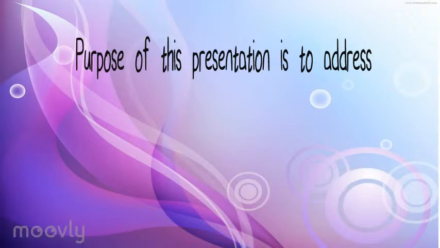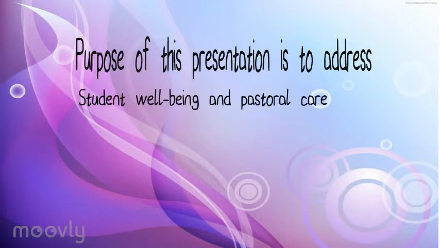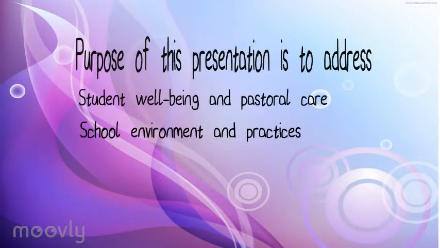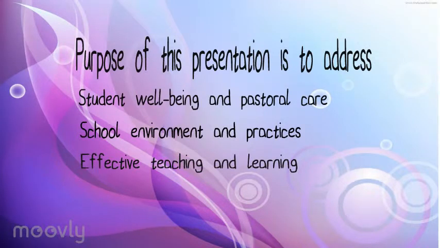In order for learning to be effective, we need to consider the following factors: student well-being and pastoral care, school environment and practices, and how effective teaching and learning ties in with the different learning theories, how classroom resources can be used to optimize learning, and in conclusion, to tie these elements together.